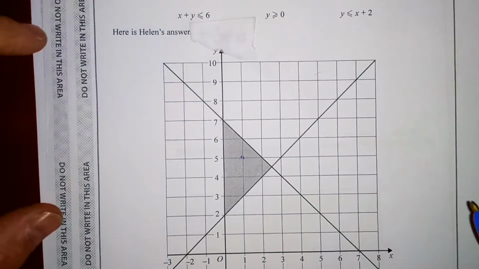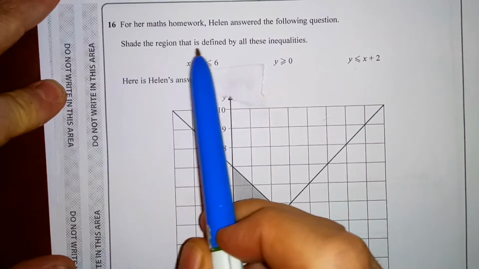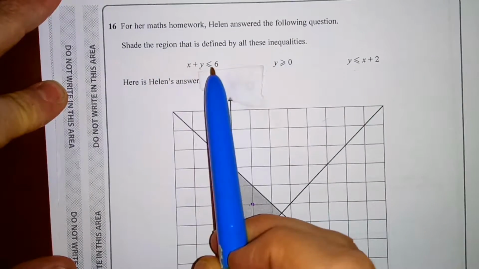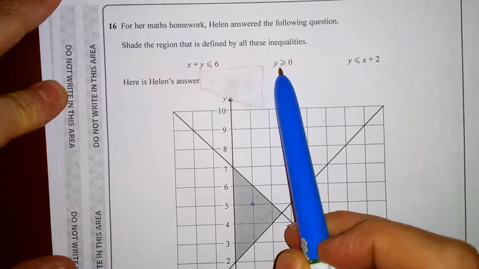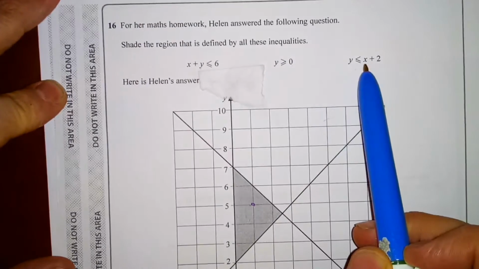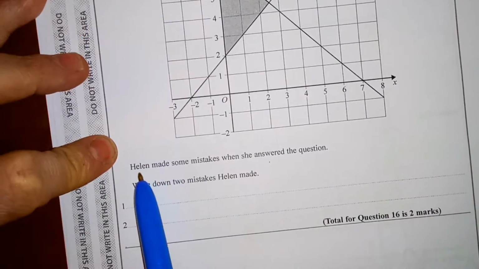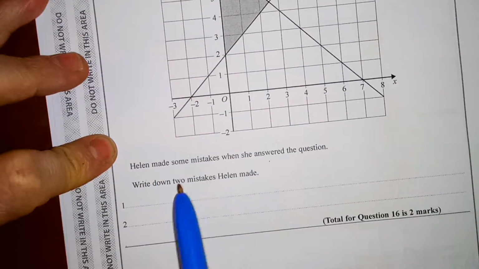Okay, this is a maths question. Shade the region that is satisfied by all these inequalities: x plus y is less than or equal to 6, y is greater than or equal to 0, y is less than or equal to x plus 2. Okay, she did this for homework. The question is, Helen made some mistakes when she answered this question. Write down the 2 mistakes.